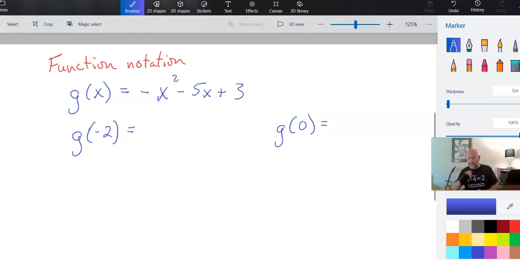Okay, so let's go ahead and take a look. Now, this is actually one of the reasons that this notation is nice, because I don't have to keep rewriting this expression. I can just say g now, and you know what the expression is. It's going to be the negative of whatever x squared is, minus 5 times that x value, plus 3. And what I want to do is just take this value and put it in for x. So I put my negative 2 here, and I start computing.